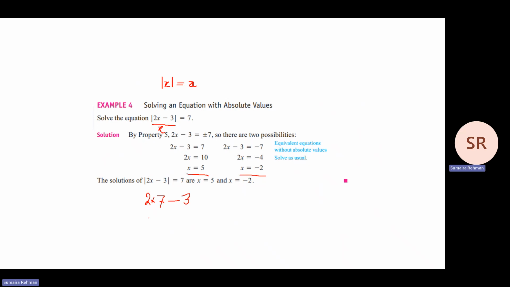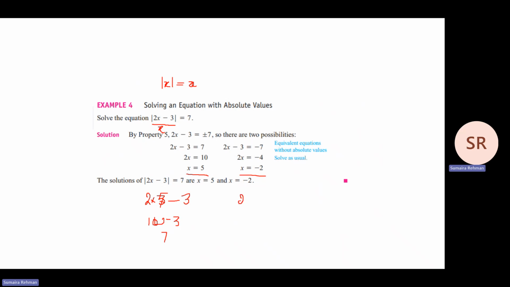So what would that be? Here 10, sorry, 14. So no. Here we will have 5, and then we have 10 minus 3. That will give you the number 7, which is on the right hand side. And now you can substitute this negative 2 in the same problem. It must satisfy the equation because these are the solutions of the equation.